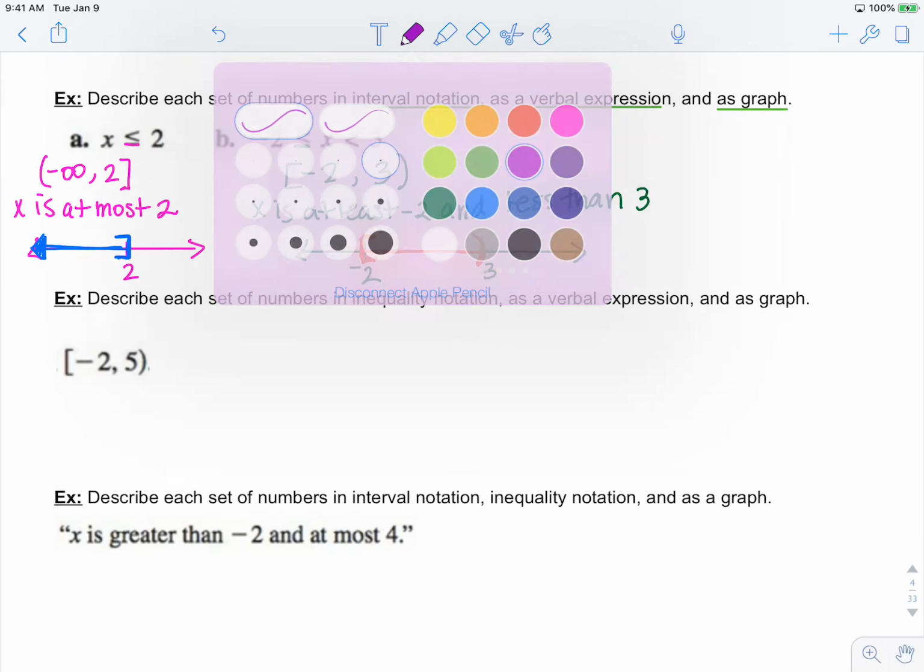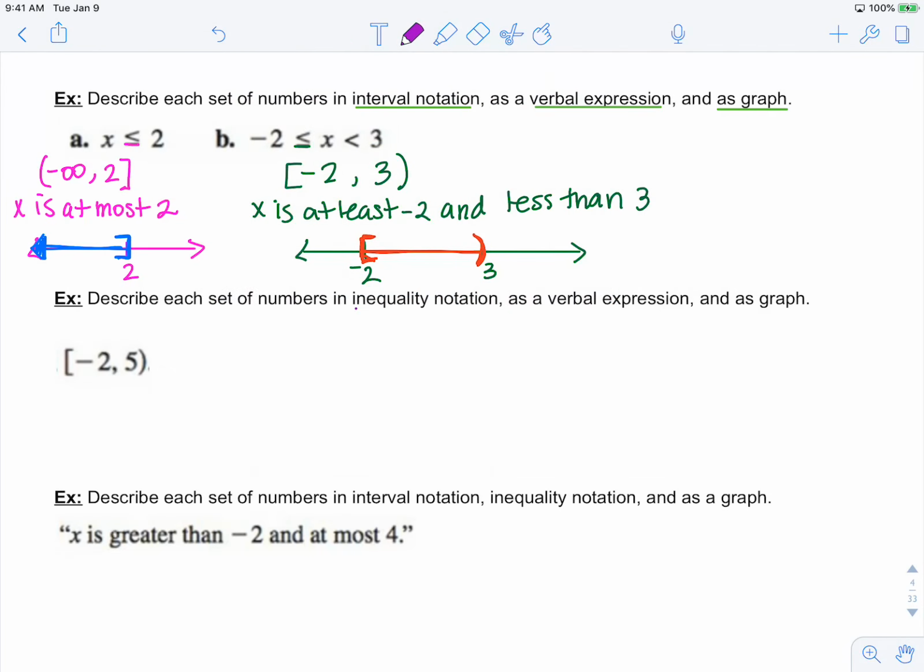So now in this next example, we want to describe each set of numbers in inequality notation, as a verbal expression, and as a graph. So as an inequality, it's bounded. X is bounded in between negative 2 and 5, but it can equal negative 2 because of the bracket. So there's my inequality.